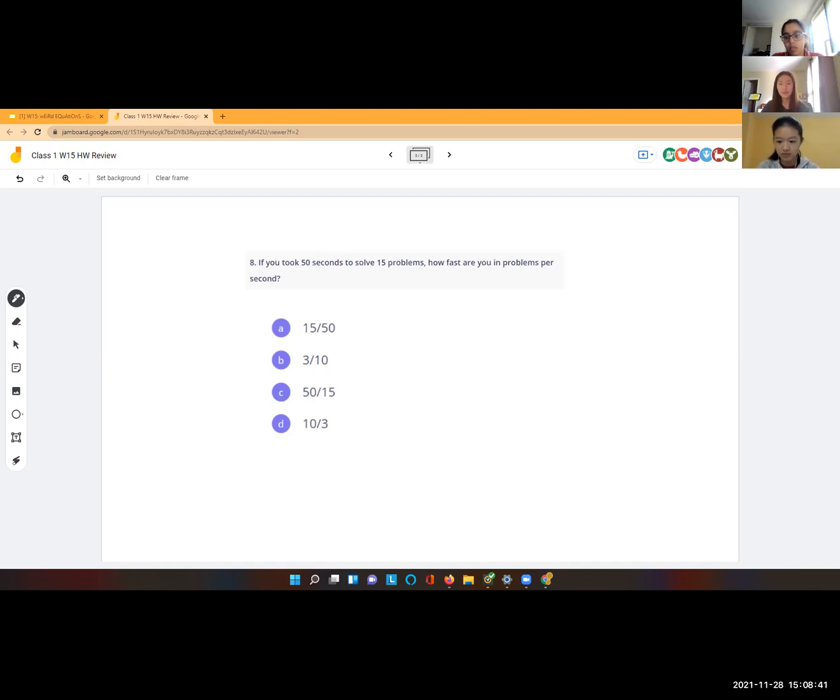So if I just plug in my numbers, 50 is at the bottom, and then 15 is at the top. And I can't choose this because it's not simplified. So I'm just gonna divide everything by 5, which gives me 3/10 problems per second. So it's B.